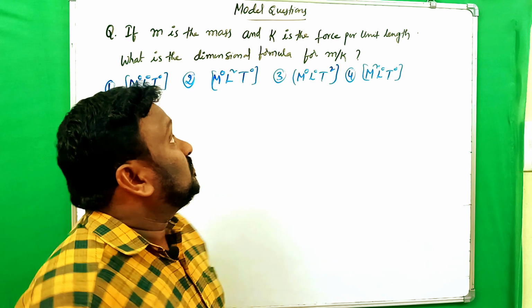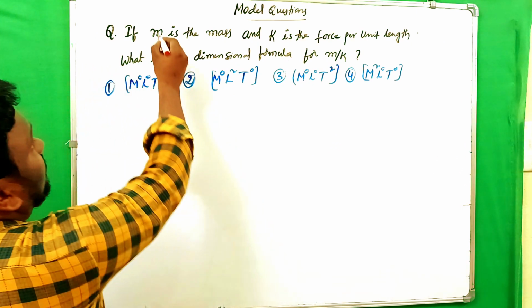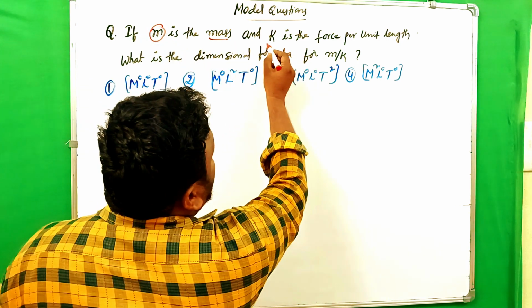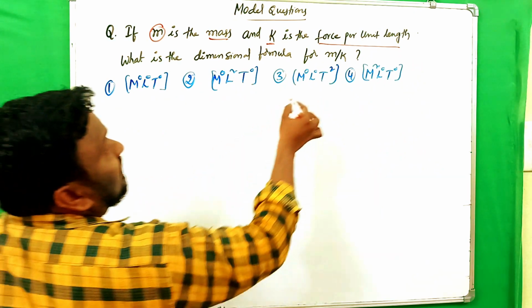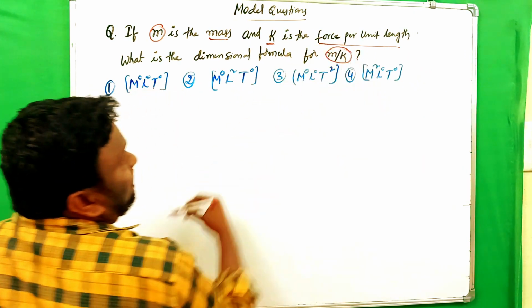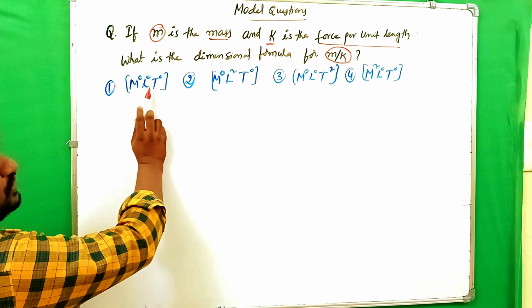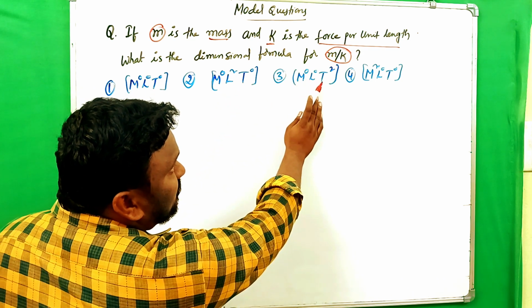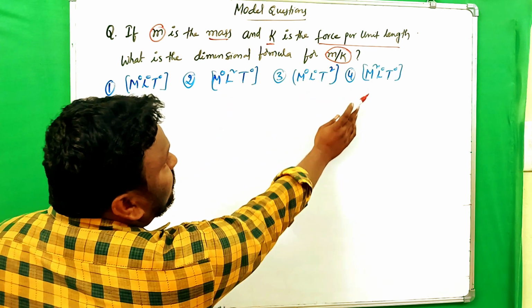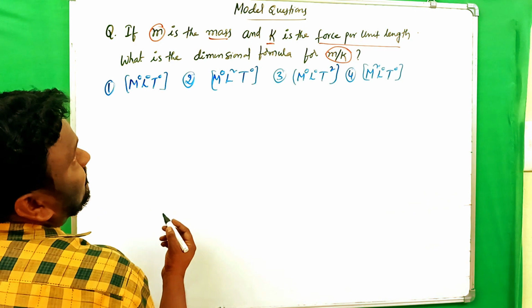See the next question. If m is the mass and k is the force per unit length, what is the dimensional formula for m by k? Options are given: M to the power of 0 L to the power of 0 T to the power of 0, M to the power of 0 L square T to the power of 0, M to the power of 0 L to the power of 0 T square, and M square L to the power of 0 T to the power of 0. So what was given, m is mass, k is the force per unit length.